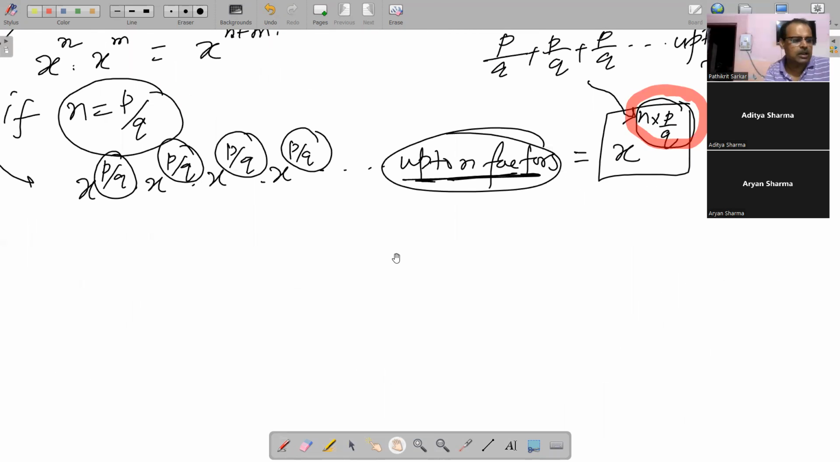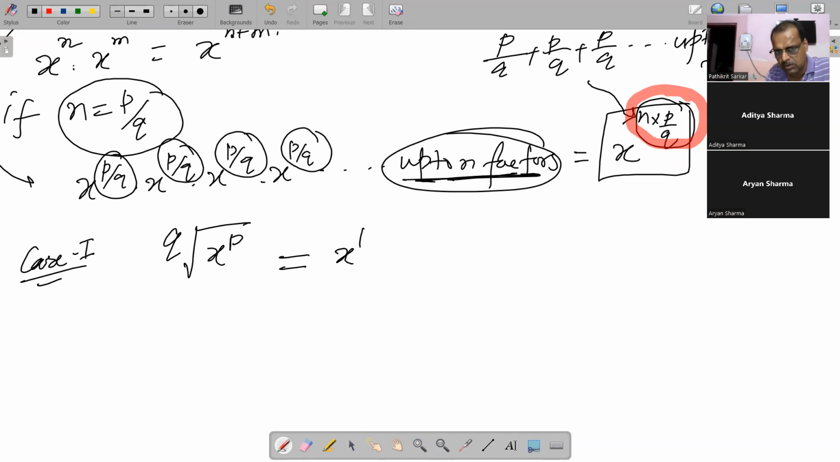If it moves up to q terms, then the scenario would be different. Now, let us take another point into consideration. Case 1: suppose we are writing the q-th root of x to the power p. What does it mean? Here this sign means 1 by q, so we can write x to the power p, whole to the power 1 by q. This means this, so actually it comes down to x to the power p by q. So this is the way we can represent these things.